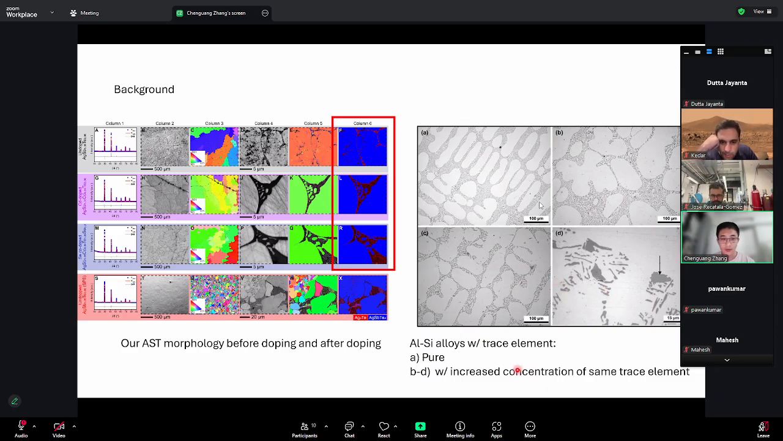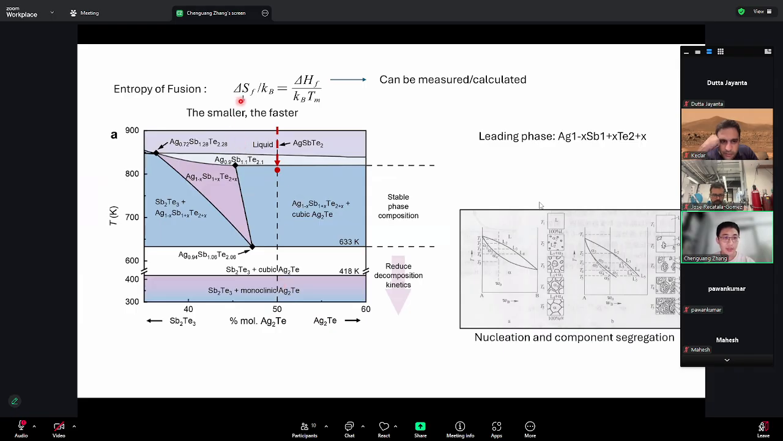And then here, we might introduce a concept, the entropy of fusion of the sample. The entropy of fusion is defined by delta HF, which means the enthalpy of fusion, or maybe we can also say the latent heat of fusion. And this number can be both measured using DSC or calculated from the phase diagram.